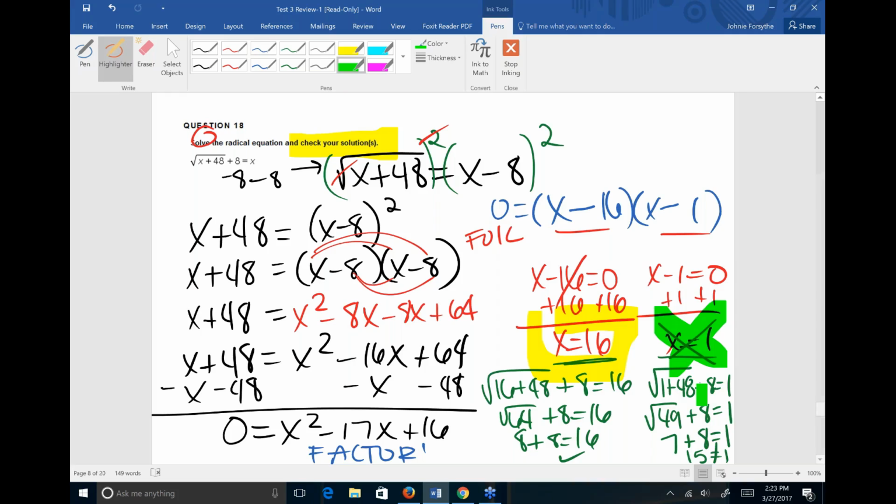So you're always going to check your solution when they ask you to check your solution. It's really good to check all your solutions, but if they're telling you to check it, that's a huge sign. It's a possibility of having an extraneous solution.